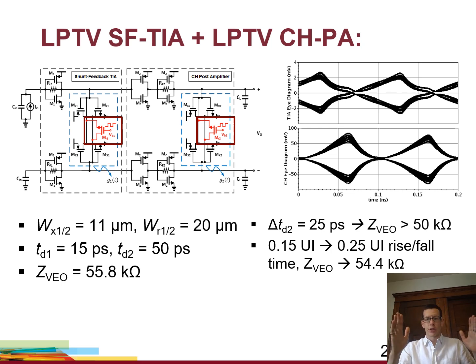Also, increasing the rise and fall times from 15% of the unit interval to 25%, we still get a very high gain. So although we have these full rail square wave signals, the performance of the system is not that sensitive to the steepness of the edges or their phase.